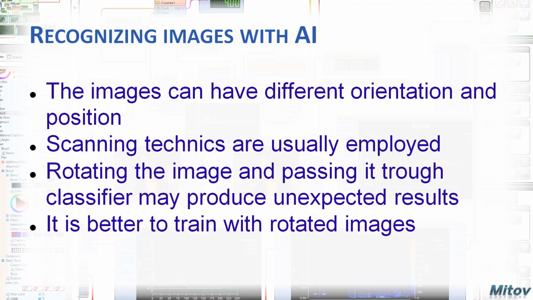When we do recognition this way, first of all, it is fairly slow since we have to scan both with XY and rotation. Also, some rotated images may look like a face in different angle. This results in some false recognitions. This means that it is better to train with rotated images and have scanning only for X and Y position.